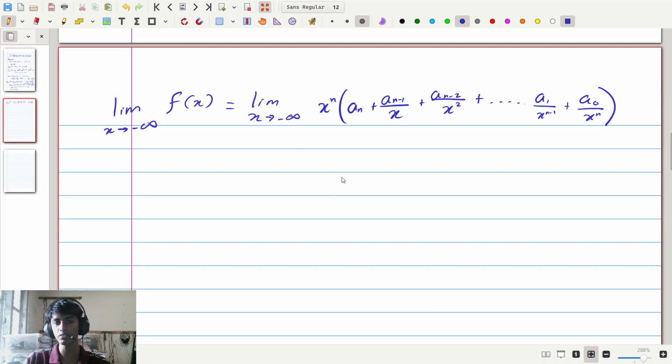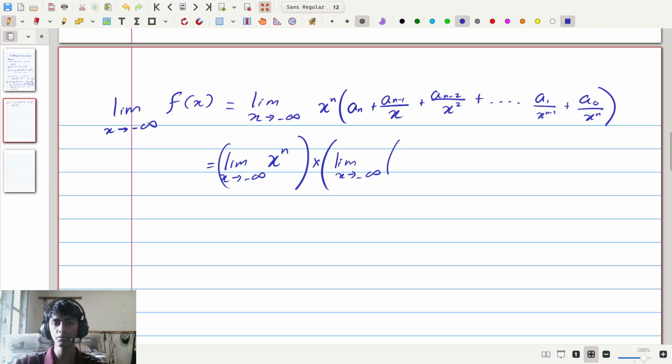So once again, we can break this into two limits. Here we have a product of one function and another function, which means that since the limit of the product is equal to the product of the limits, provided of course that those limits exist, this is equal to the limit as x approaches negative infinity of x to the power of n multiplied by the limit as x approaches negative infinity of a sub n plus a sub n minus 1 divided by x plus dot dot dot plus a sub 1 divided by x to the n minus 1 plus a sub 0 divided by x to the power of n. It's not a sub 6, it's a sub 0.